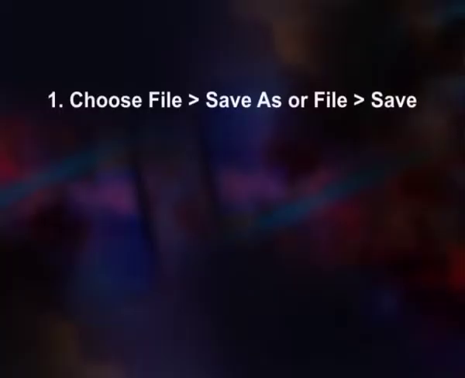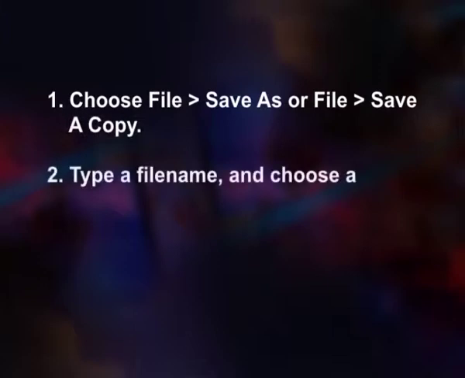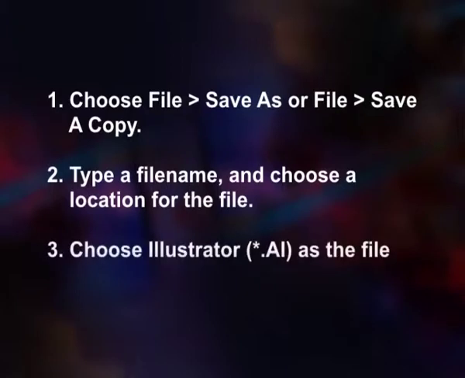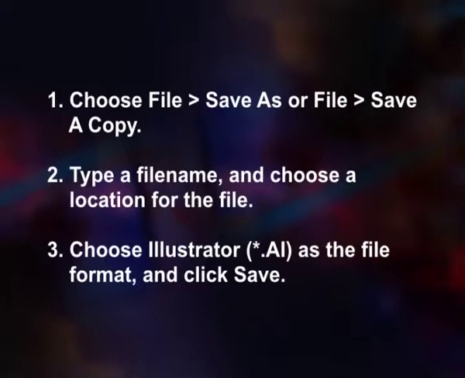The first one, choose File, then Save As, or File, then Save a Copy. The second one, type a file name and choose a location for the file. The third one, choose Illustrator, that is AI, as a file format and click Save.